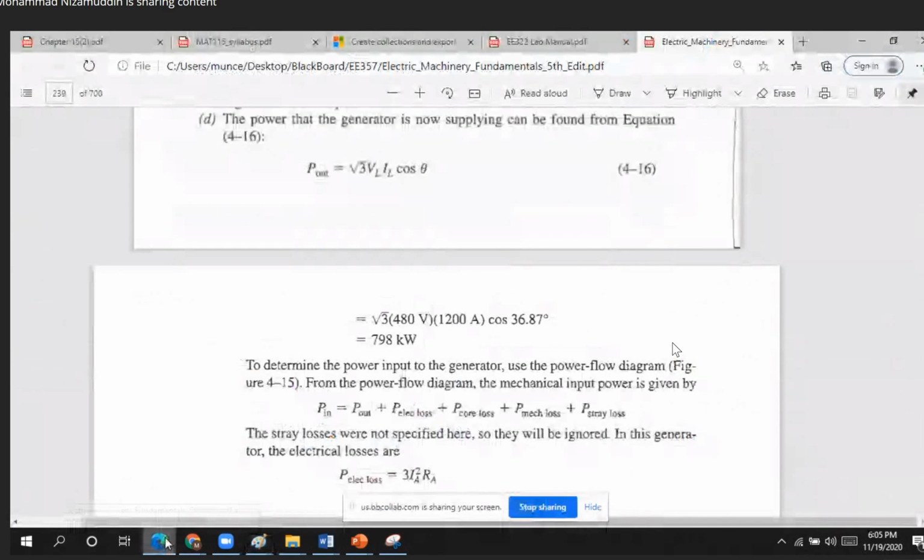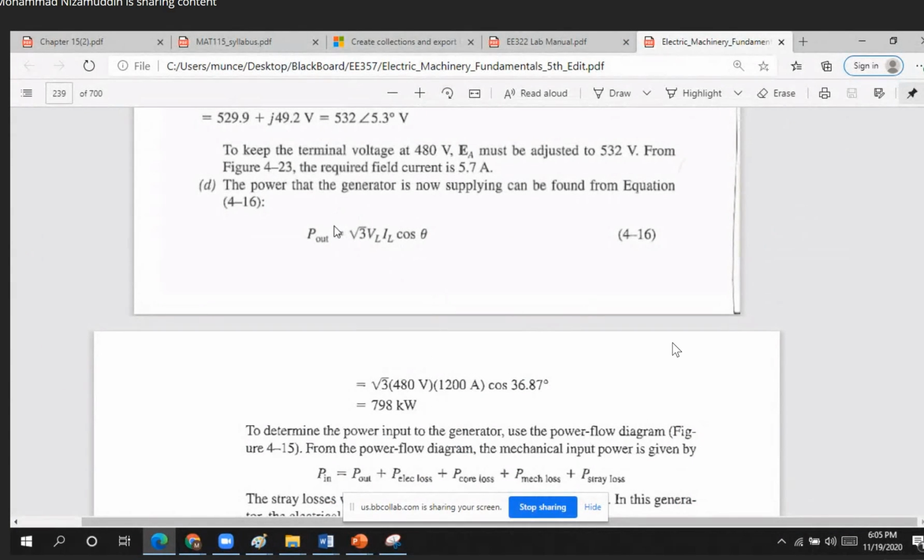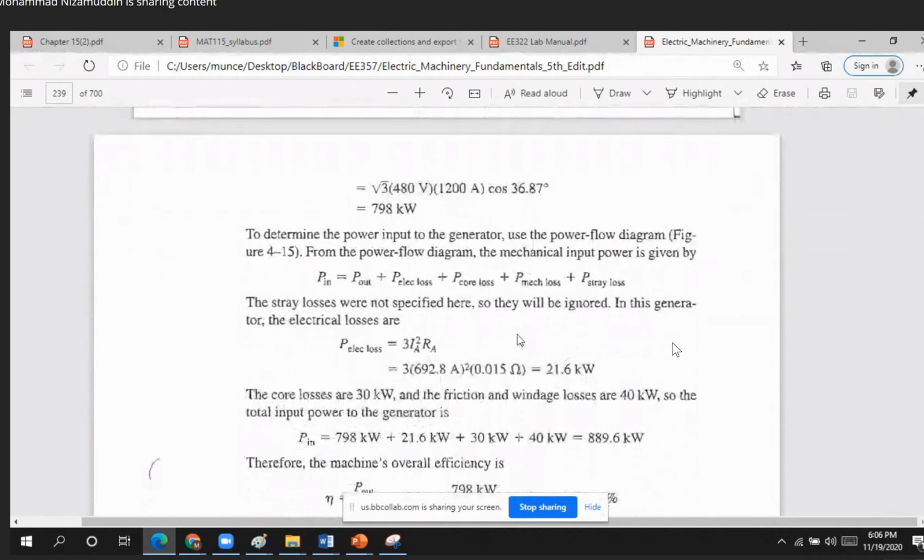Okay, this is what the generator is supplying to the load. So you can find out this is output power. Square root of 3 times V line voltage times line current, you know, line current is 1200, line voltage is 480. This is the formula you just need to know. If you find phase voltage and phase current, and then you multiply by 3 cosine of delta, you will get the same. So what is the shaft power?